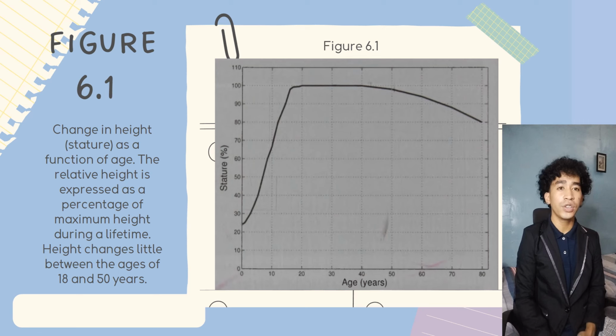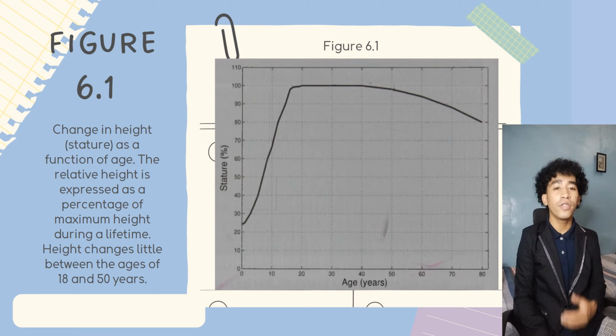So as you can see in figure 6.1, this indicates the change in height or stature as a function of age. The relative height is expressed as a percentage of maximum height during a lifetime. Height changes little between the ages of 18 and 50 years. All of this information was gathered through the help of a survey.